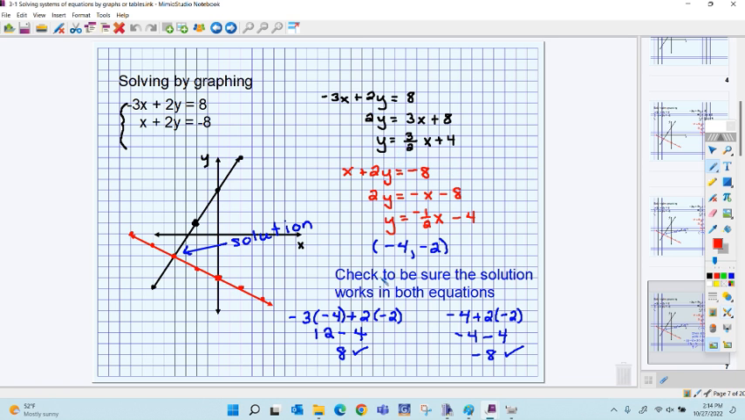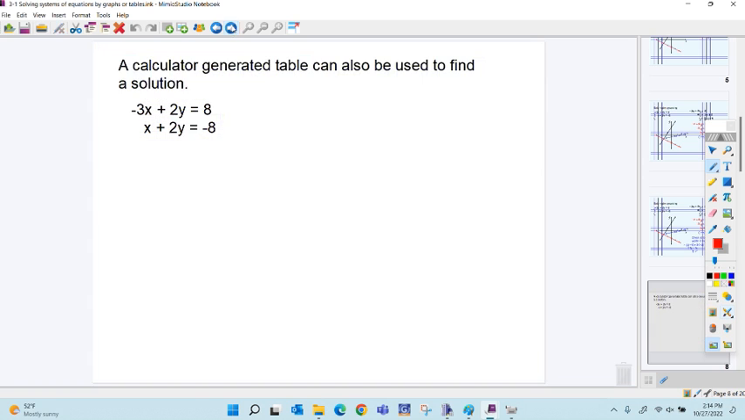So negative 4, negative 2, checking it. This is what I did orally. When you plug it in, you get the value here, that's 8. This is negative 8, so it did work in both. And that's what I just said orally. You don't have to write it down if you don't want to, but that's how you know that it was correct. All right, let's look at the next one.